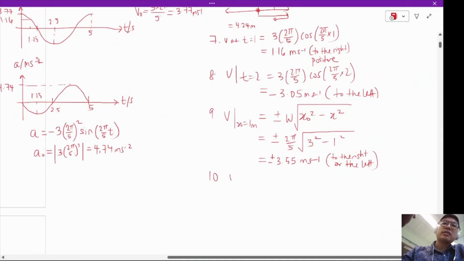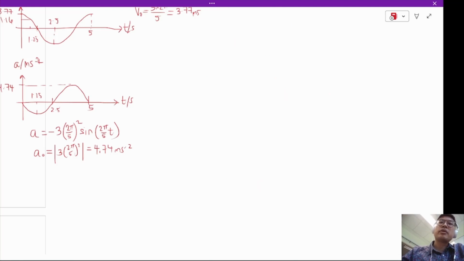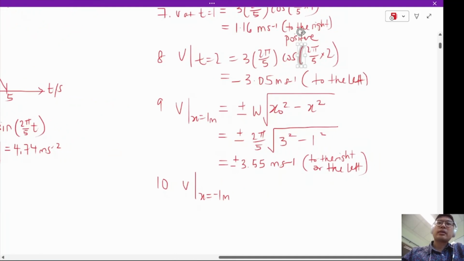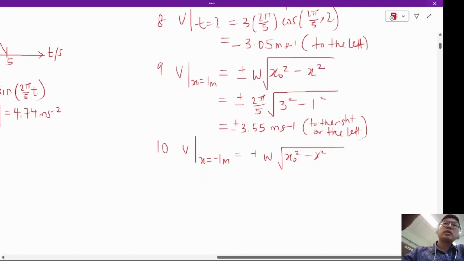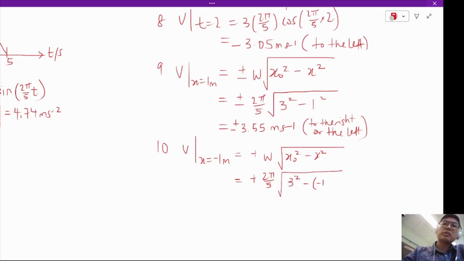Over here, the velocity at the displacement of minus 1 meter moving to the right. If we put down the formula, we'll find that moving to the right will be the positive value, okay? And the formula is pretty much unchanged. So that will be plus 2 pi over 5 multiplied by the square root of 3 squared minus 1 squared, which is basically the same thing, positive 3.55 meters per second to the right.